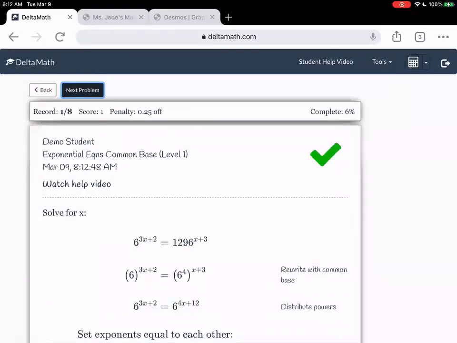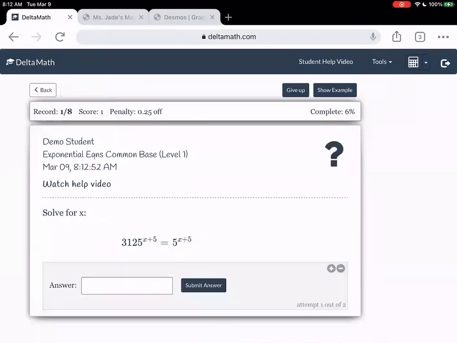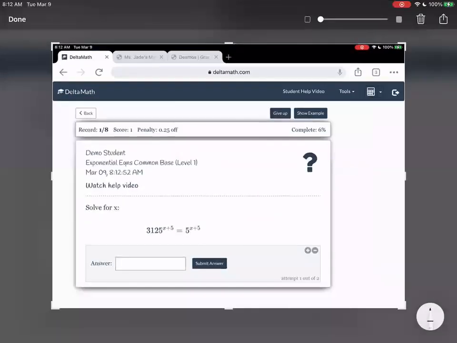Okay, let's do a couple more on this category. Okay, so we get 3,125 to the power of x plus 5 is equal to 5 to the power of x plus 5. So remember, we want to force it to have a common base. So this is a crazy looking big number, but the clue to what common base it might be, not always, but what it might be, is to take a look at the other side. We have a 5. So let's see if we can rewrite 3,125 as 5 to the power of something.